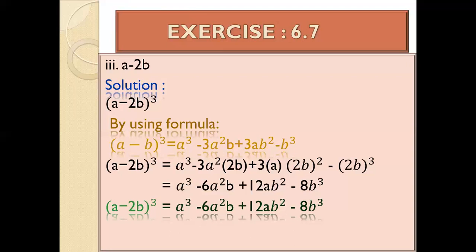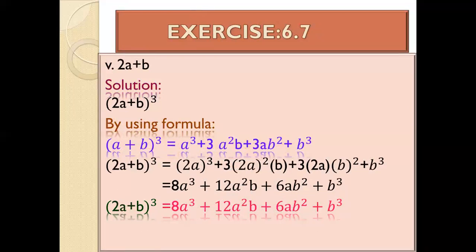Students, it doesn't matter if you write a cube minus b cube and then minus 3a square b plus 3ab square, or you write the formula as I wrote here, a cube minus 3a square b plus 3ab square minus b cube. There is no change if we change the place of b cube. Our answer will be the same in both ways, either you write b cube with a cube or at the end. Okay? Yes, come to the next part.